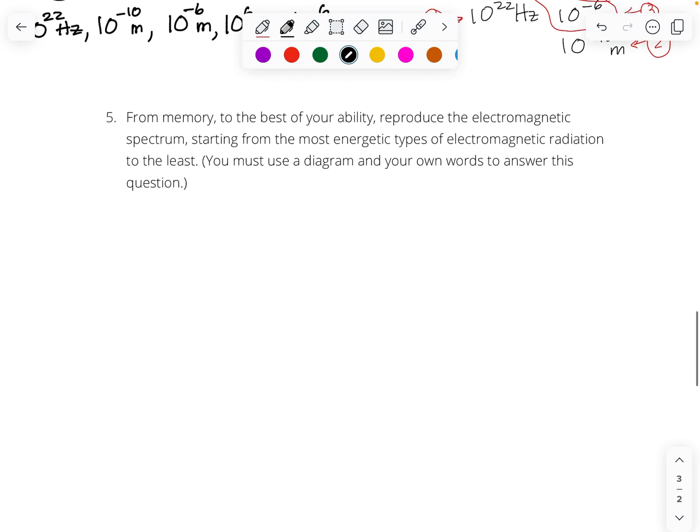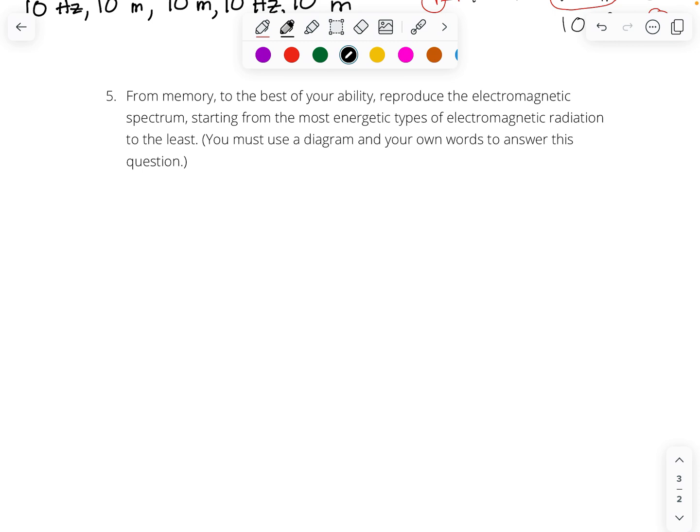All right, so then number 5, from memory to the best of your ability, reproduce the electromagnetic spectrum, starting from the most energetic types of electromagnetic radiation to the least. You must use a diagram and your own words to answer this question. So we want the highest to the lowest, right?